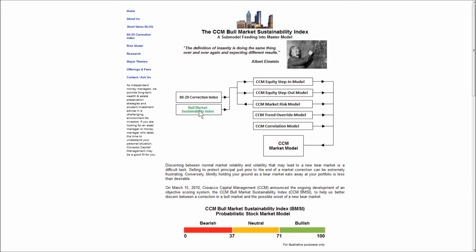The 80/20 and the BMSI also are used as inputs and calculations for the step-in and step-out models. Basically, what the step-in and step-out model do is they take the risk model score, the Bull Market Sustainability Index score, the 80/20 Correction Index score, and compare the present day to historical market profiles, and then suggest an allocation based on the risk level of the present day relative to history.